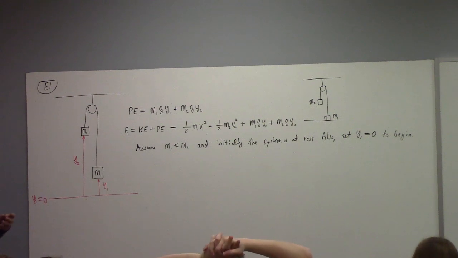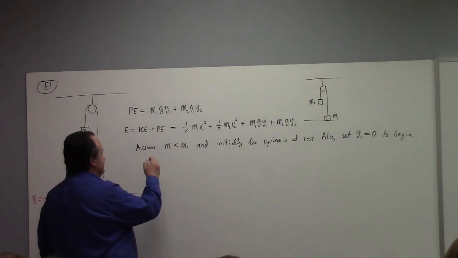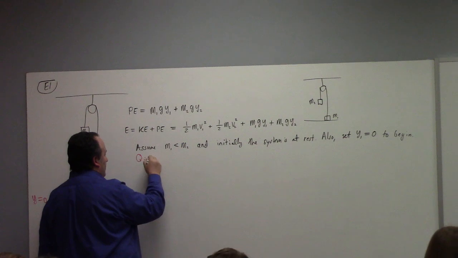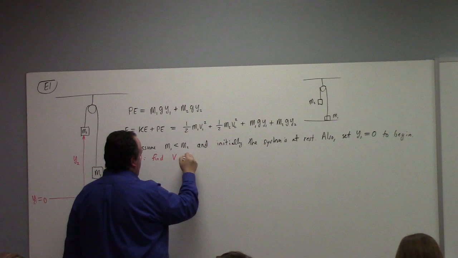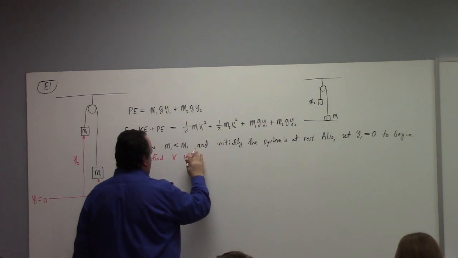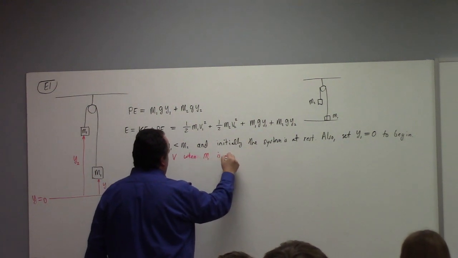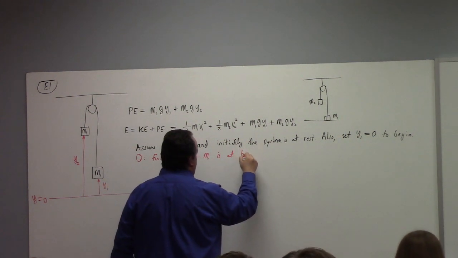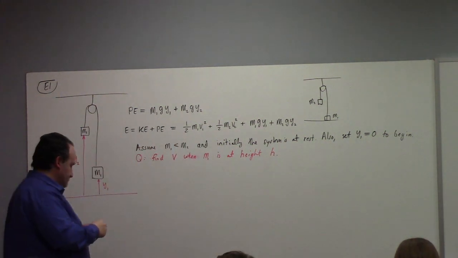And before, we would have done what? We would have calculated the acceleration, right? This is a constant acceleration problem. We could have solved it like that. Now we're going to use energy methods to find the, here's the question. Find the velocity when m1 is at height h. So there's my question.